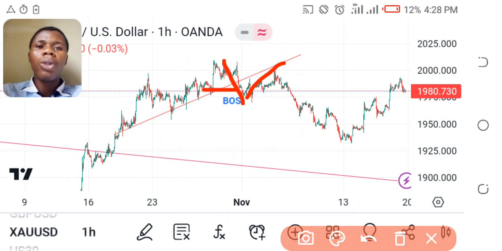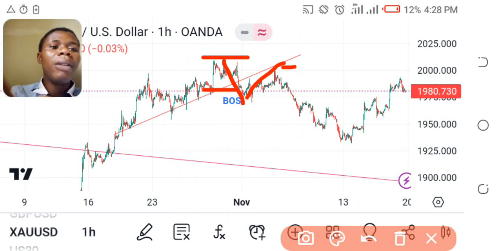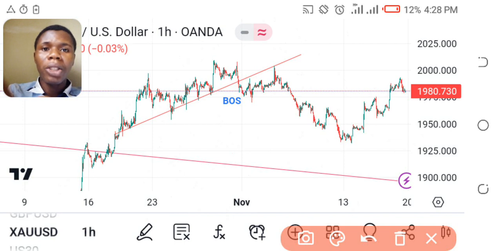Now, I need you to take note of this. If you're a forex trader and you're a beginner, you have to identify which of these entries is working for you. Is it the aggressive entry or is it the pullback entry? You have to be able to identify it. Now the last one is called a breakout strategy.